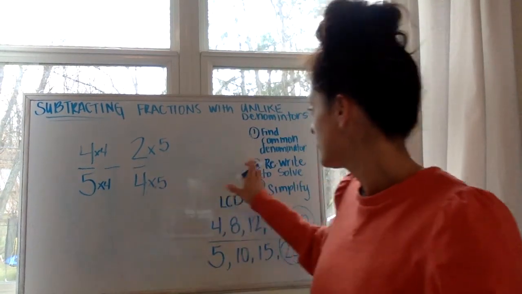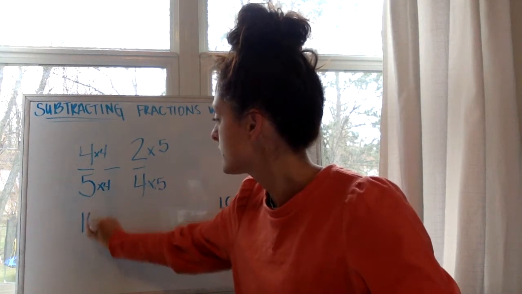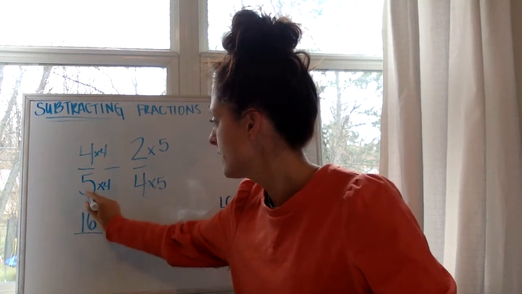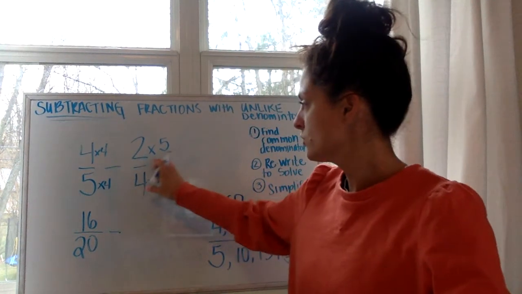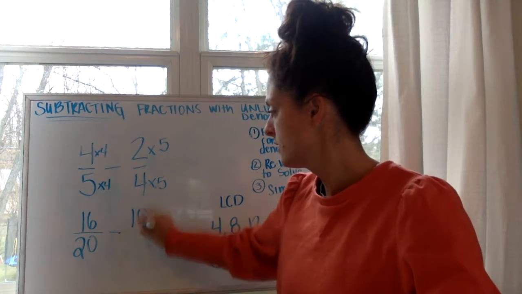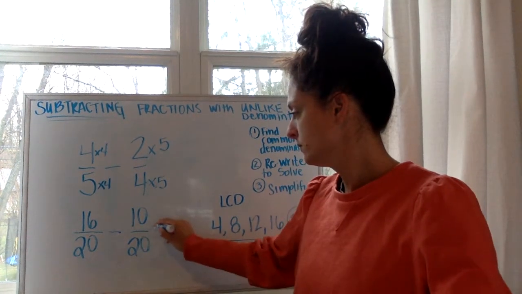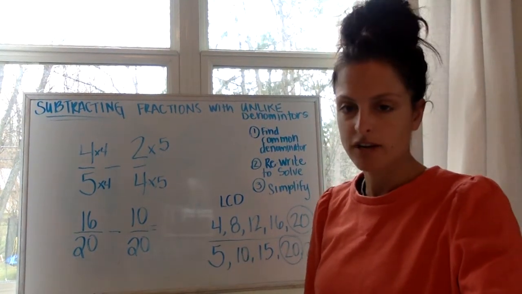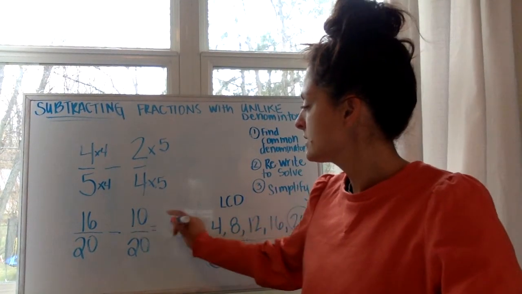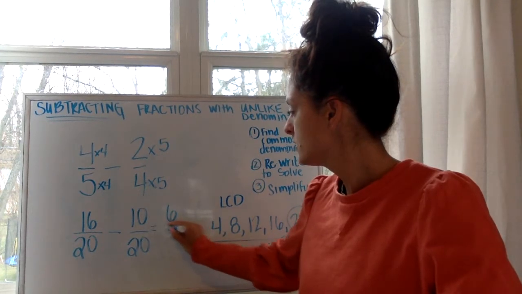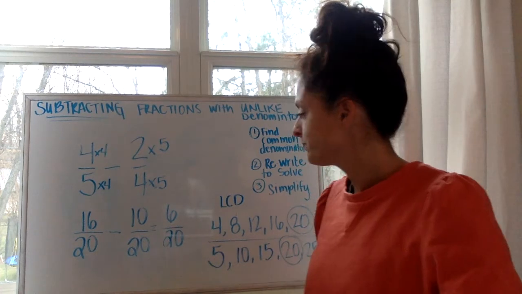So now I'm going to rewrite my problem to solve it. I have 4 times 4 is 16. 5 times 4 is 20. Minus 2 times 5 is 10. And 4 times 5 is 20. So now when I subtract the fractions, just like adding, you subtract the numerators. 16 minus 10 gives me 6. And then 20 stays our denominator.